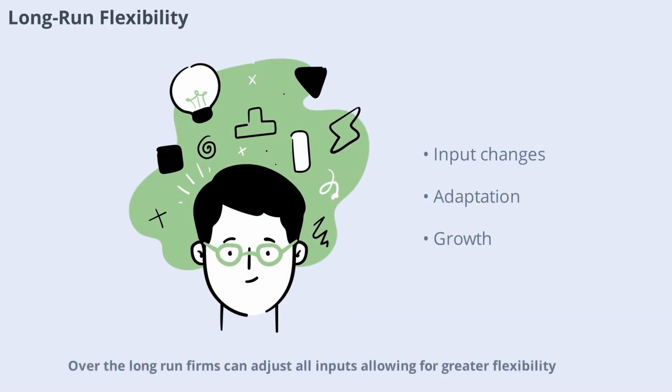Over the long run, firms can adjust all inputs, allowing for greater flexibility. This means they can invest in new technology, expand facilities, or change their production methods entirely. Such flexibility is vital for adapting to industry trends and consumer preferences.